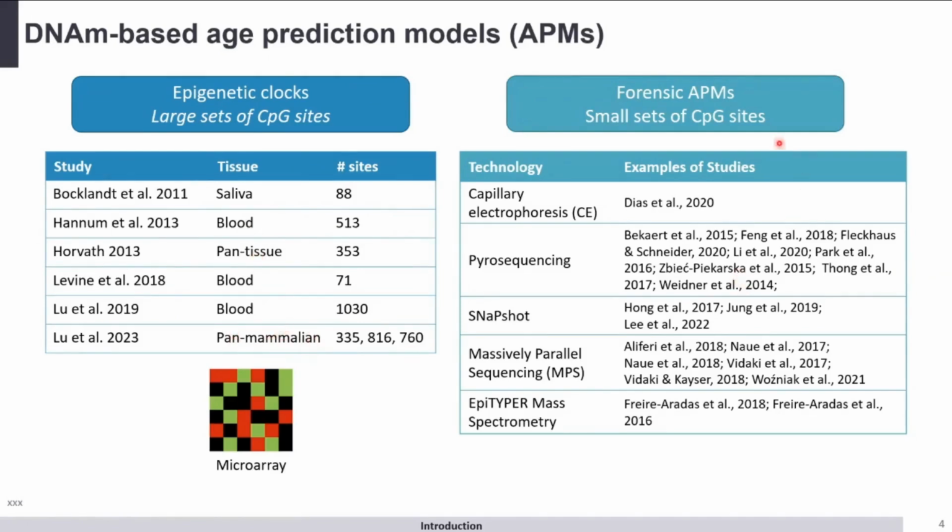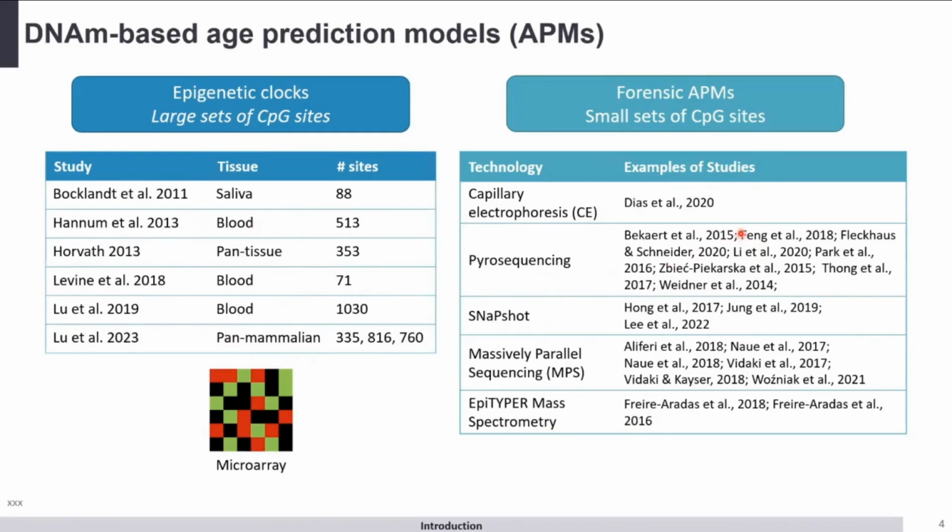The second type of age prediction model is commonly used in forensics. These are tissue-specific and use small sets of age-associated CpG sites, usually around 4 to 8 sites. It's important to note that the CpG sites chosen for forensic age prediction models differ from those featured in the epigenetic clock models for several reasons.